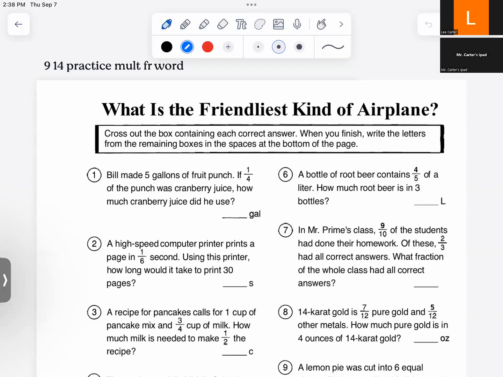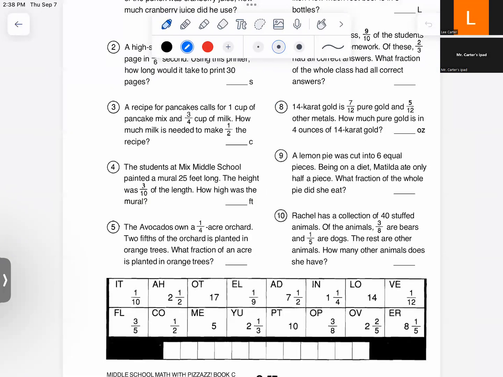This one's going to be one where you mark out your correct answers at the bottom, and then what's left of the letters will be the answer to the clue. All right, and this is really good because then you can check yourself as you're going. If your answer is not down there, you're not right. So go back and check it and go again.